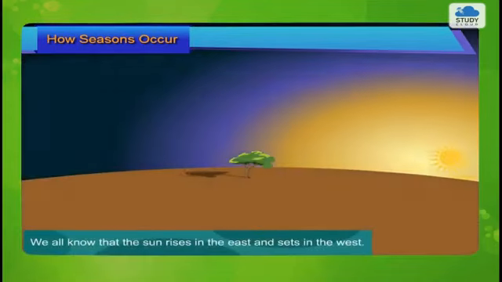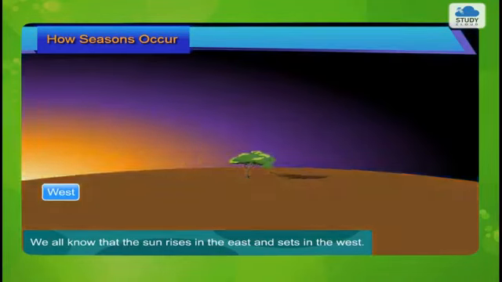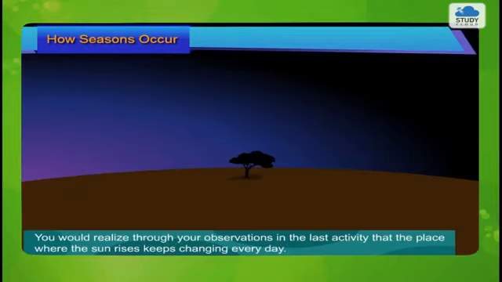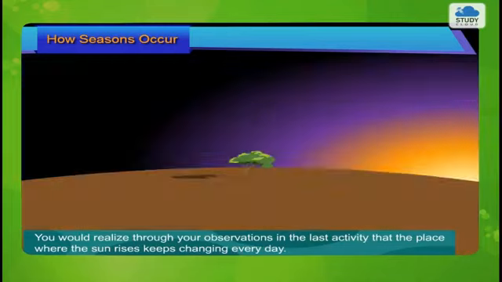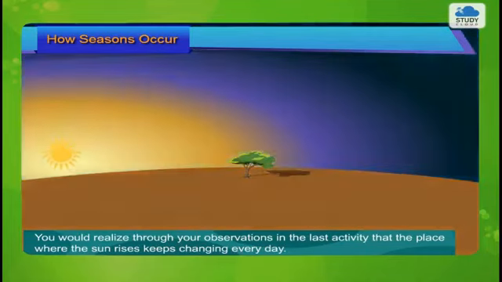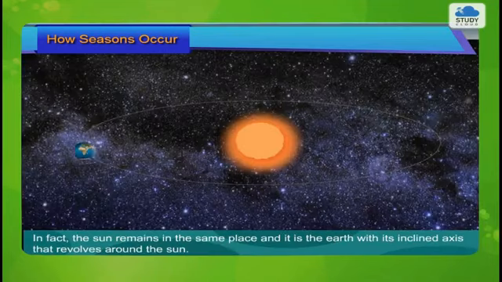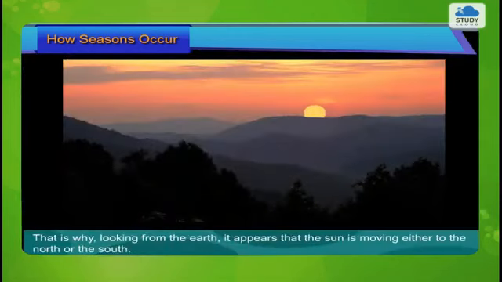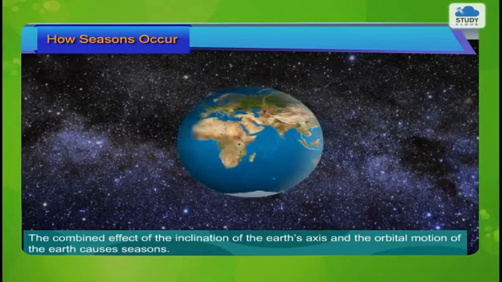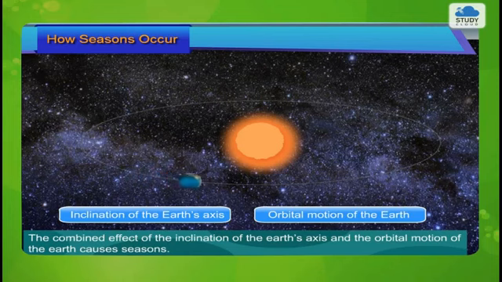We all know that the sun rises in the east and sets in the west. You would realize through your observations in the last activity that the place where the sun rises keeps changing every day. In fact, the sun remains in the same place, and it is the Earth with its inclined axis that revolves around the sun. That is why, looking from the Earth, it appears that the sun is moving either to the north or to the south. The combined effect of the inclination of the Earth's axis and the orbital motion of the Earth causes seasons.